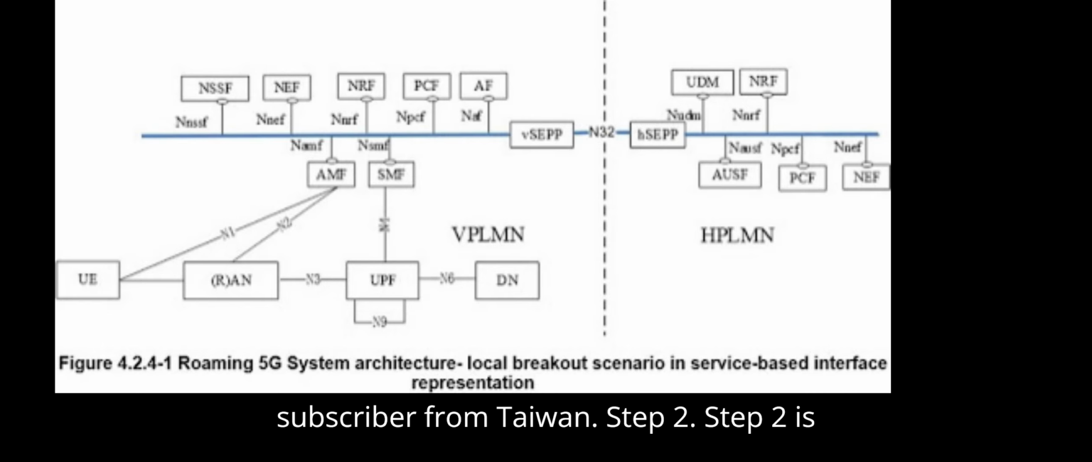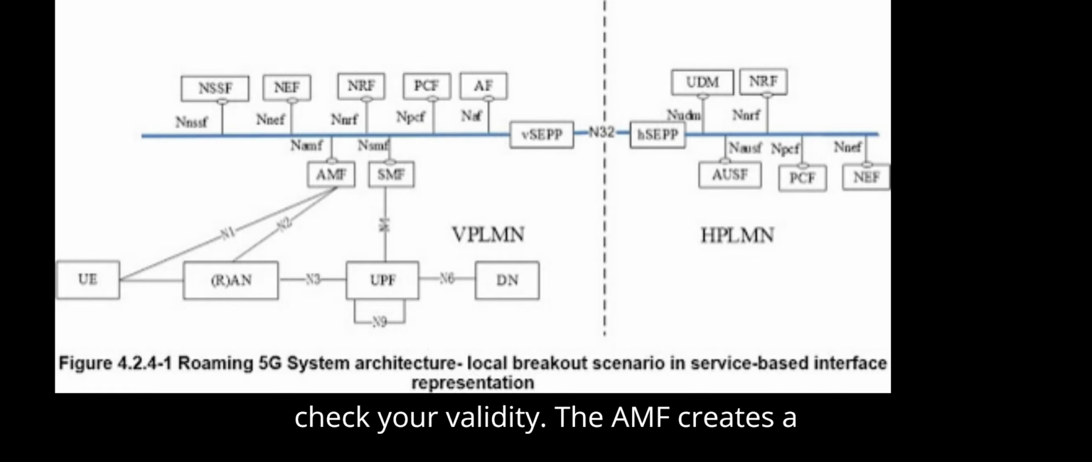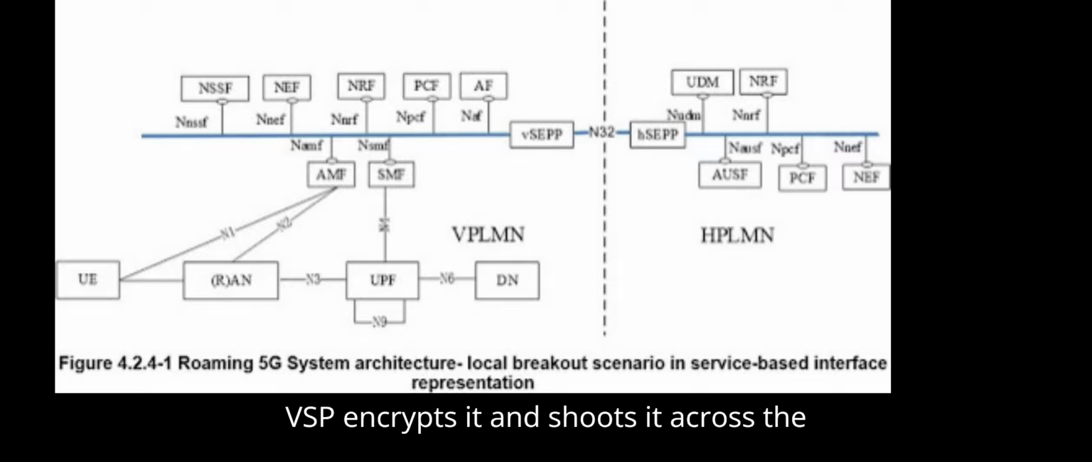Step 2. Step 2 is authentication. The bouncer needs to check your validity. The AMF creates a request and sends it to the VSEPP. The VSEPP encrypts it and shoots it across the N32 interface to the HSEPP in Taiwan. The diplomatic pouch flies across the ocean.